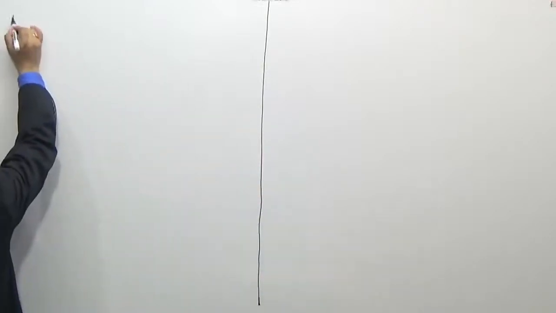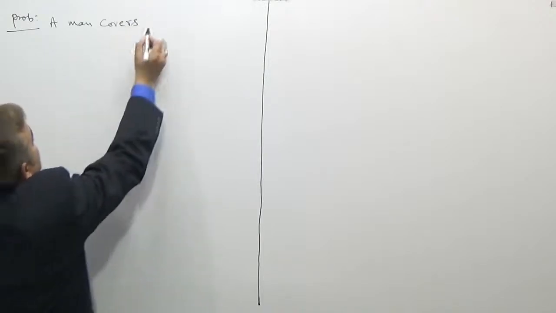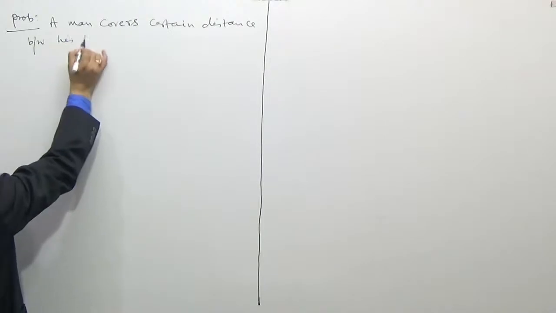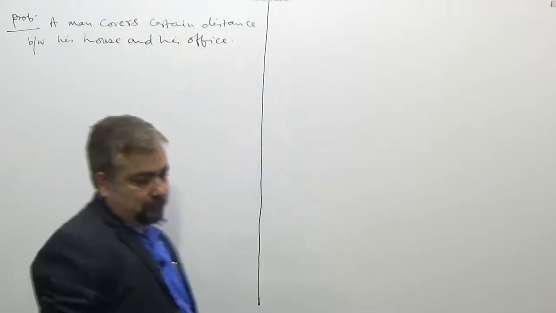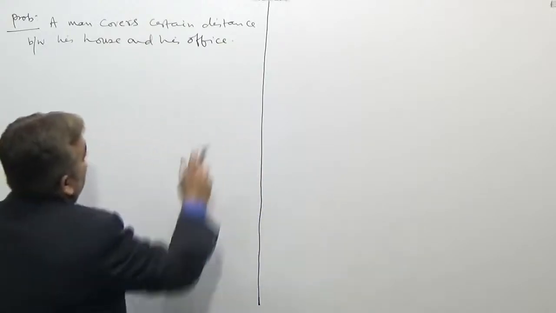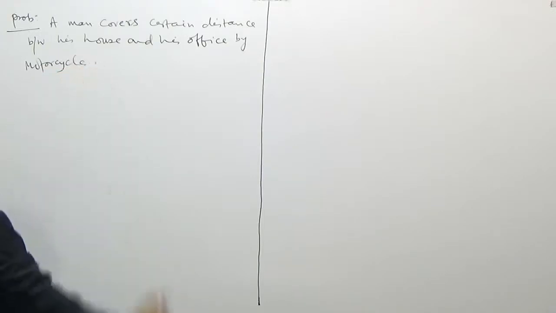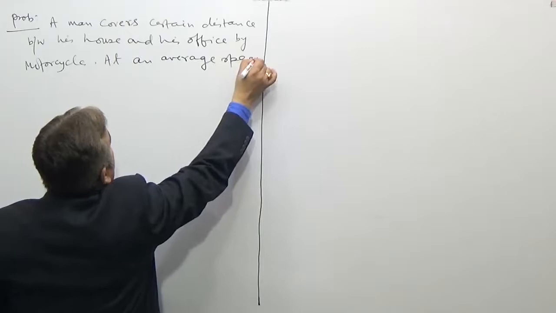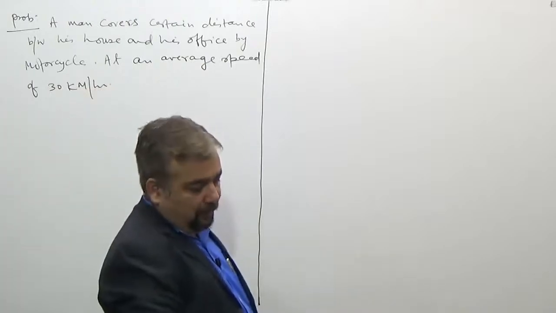First problem is: a man covers a certain distance between his house and his office by motorcycle at an average speed of 30 kilometer per hour.